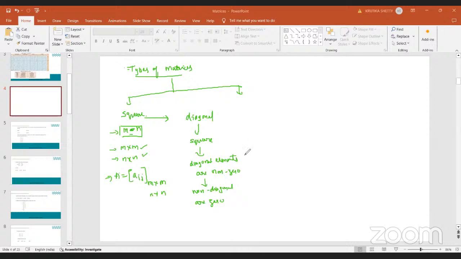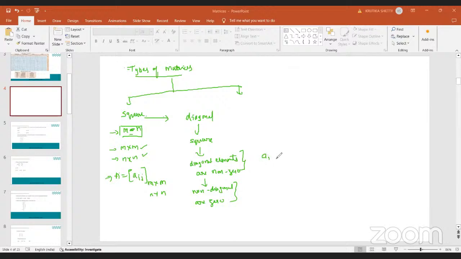See, here I have written the definition in verbal form. Diagonal elements are not equal to 0 and non-diagonal elements are equal to 0. This we can write in mathematical form also. How can we write it?